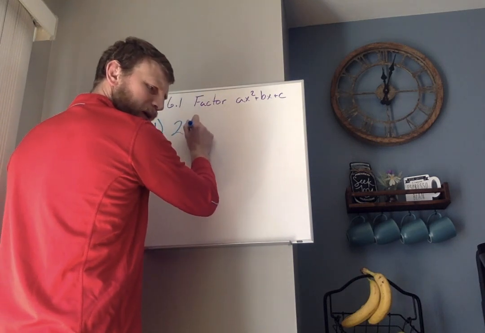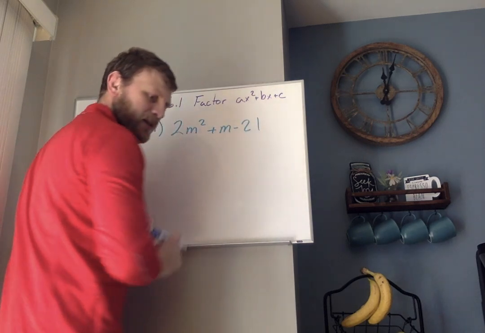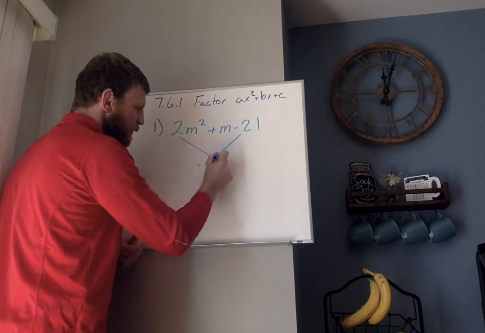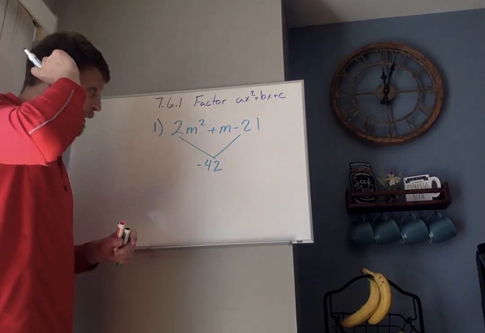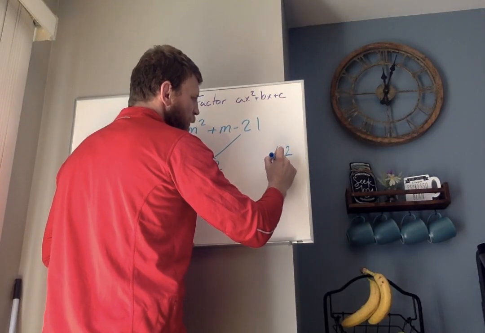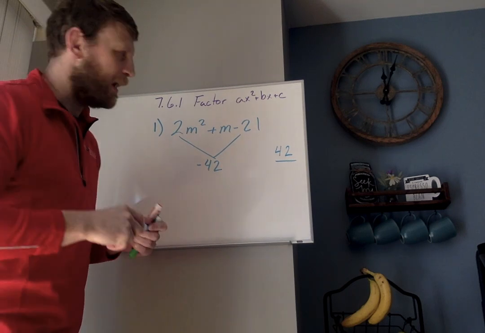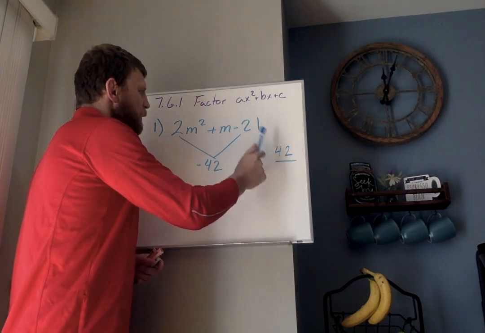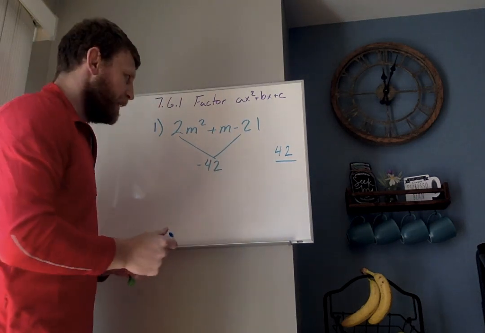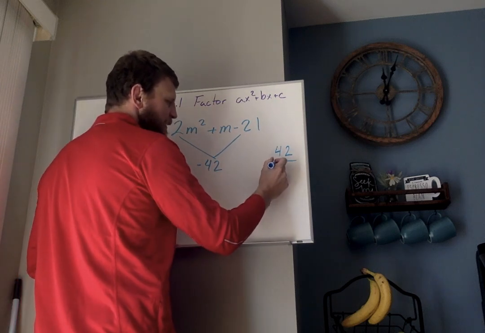Number 1 says 2m squared plus m minus 21. Okay, so remember, you're going to do 2 times negative 21, that's negative 42. And now from here, you're going to look at 42. Remember, I don't really worry about the sign. I'm actually worried about what are the factors of 42 that could give me a 1m in the middle. Okay, so I'm looking for things that are 1 apart. Okay, I'll talk about the negative in a second.